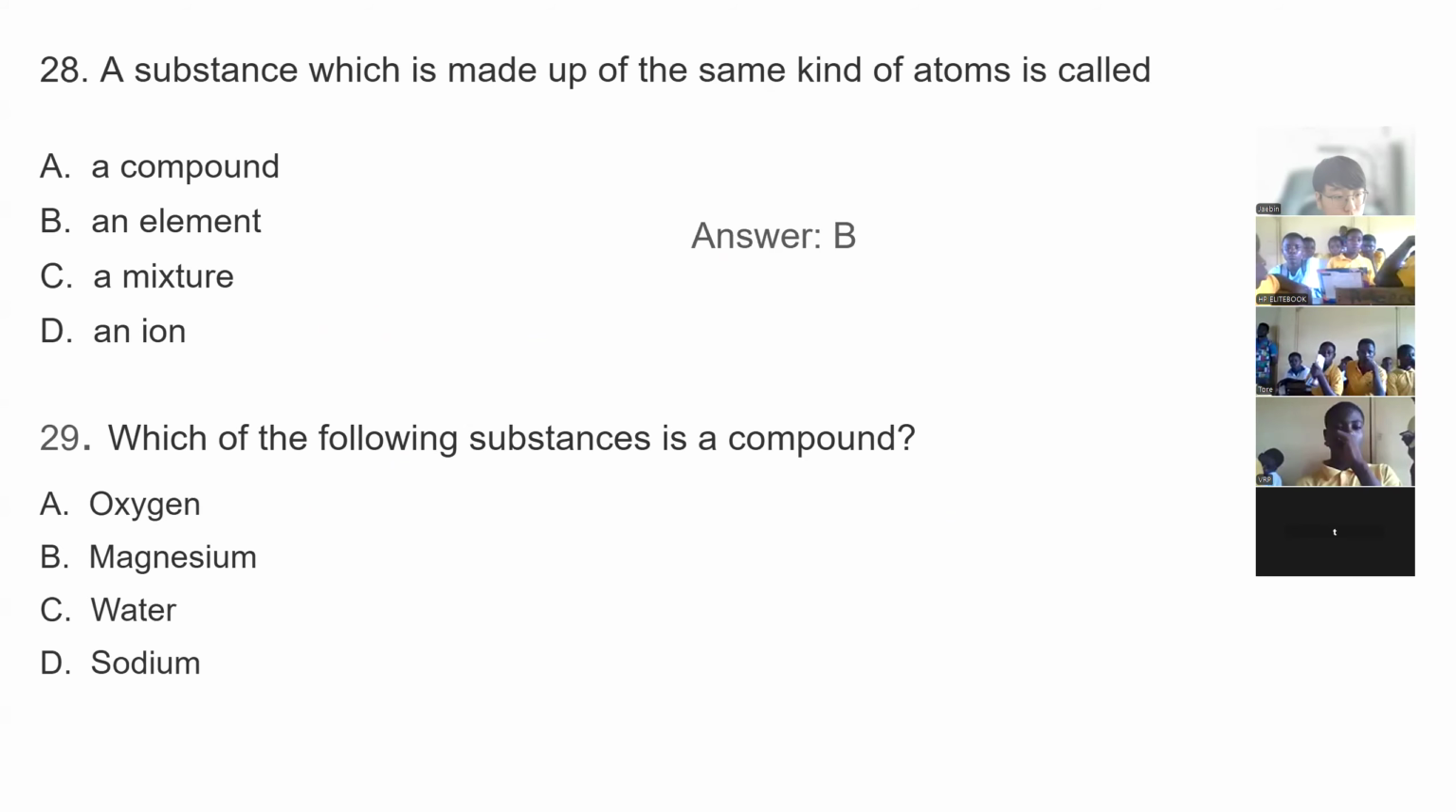And next question, which of the following substances is a compound? Can anyone answer this question?